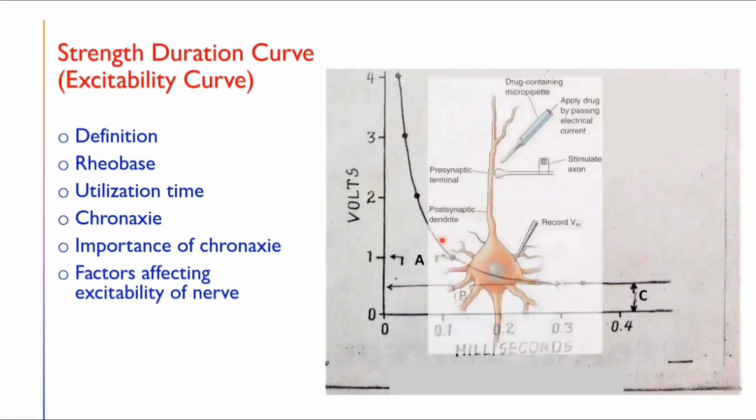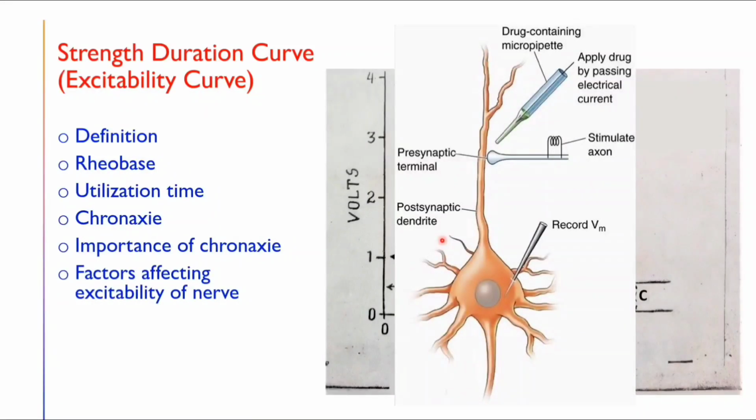Now, what are the factors affecting the excitability of nerve? There are lots of factors which affect it, like the strength of the current, the number of stimulations, the myelination of the nerve, the temperature of the nerve, the pH of the nerve. So there are lots of factors which affect the excitability of the nerve.